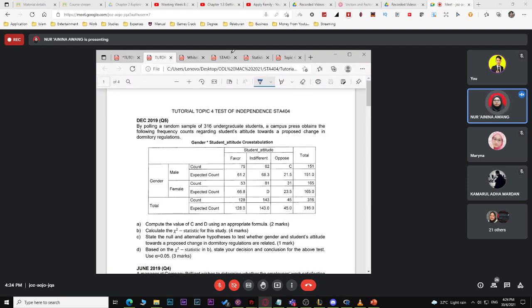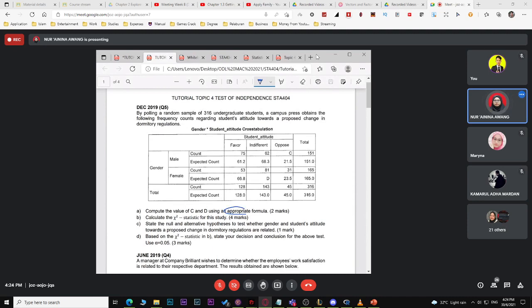Okay. So for test of independence, once you see this cross tabulation, you know this is a question for the chi-square test or test of independence. So for A, compute the value of C and D using an appropriate formula. So for C, this is just your observed value. There is no formula, you just subtract to get the value for C. Okay, 151 minus 62 minus 75. So you will get the value of C. Or 55 minus 31. So you will get your C is 14.